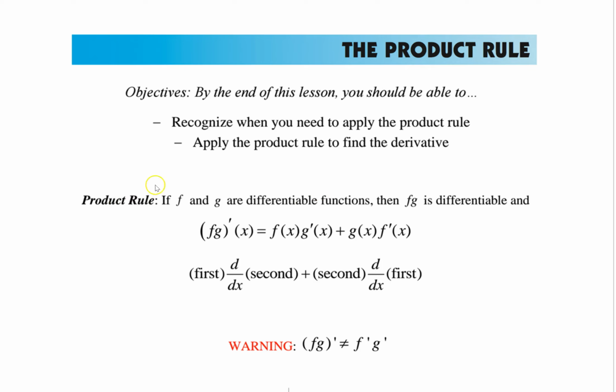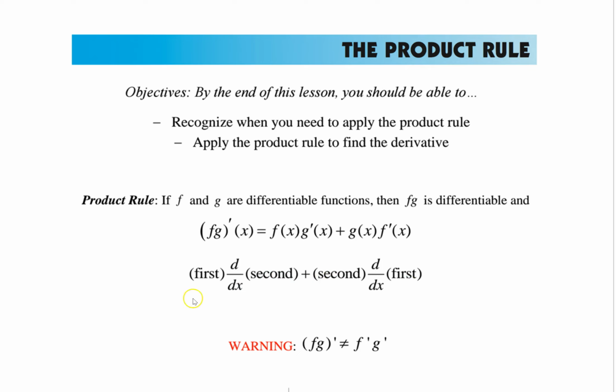Well, product rule. If f and g are differentiable functions, and the key thing is that they both have to be functions, we'll talk more about that in a second, then the derivative of f times g equals f, notice that f is left alone, times g prime, plus g times f prime. In general, I always like to say these things in words. It's the first one times the derivative of the second, plus the second times the derivative of the first.